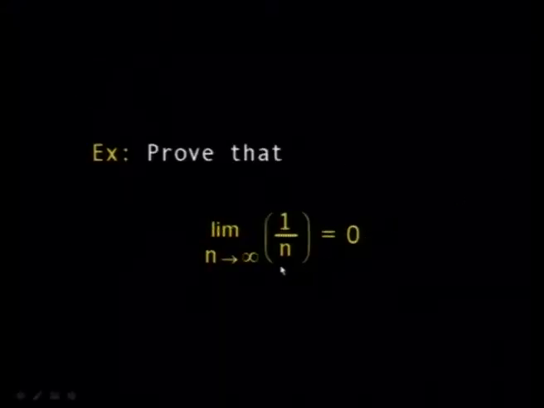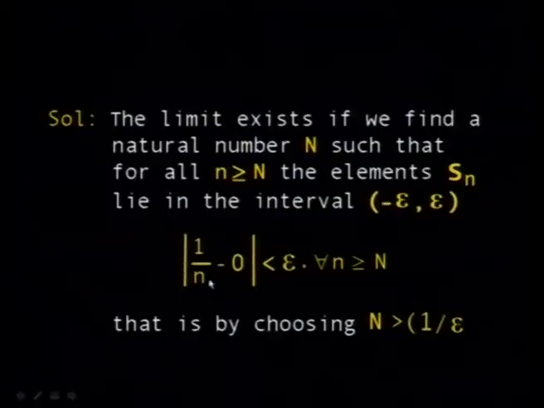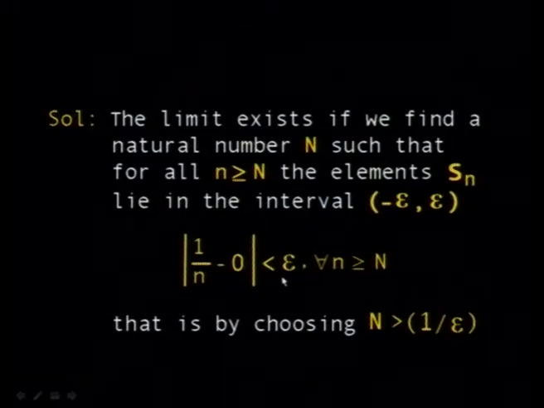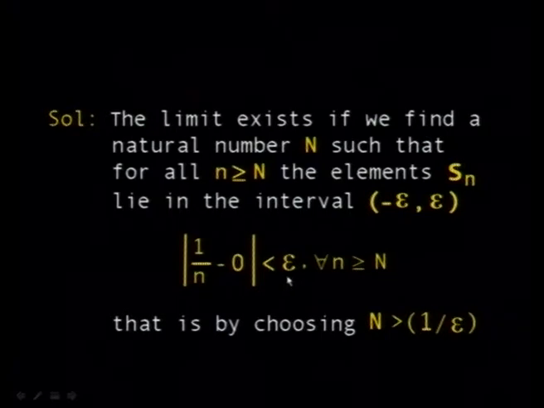For example, prove that the limit of 1 over n is 0. How can you prove this when n tends to infinity? Now, the presupposed limit is 0. So what we do, we check the difference between 1 over n and 0. And can we make this as small as possible, less than epsilon? If we take an integer n that depends on epsilon, yes, indeed.